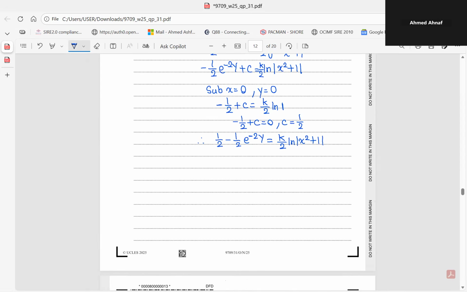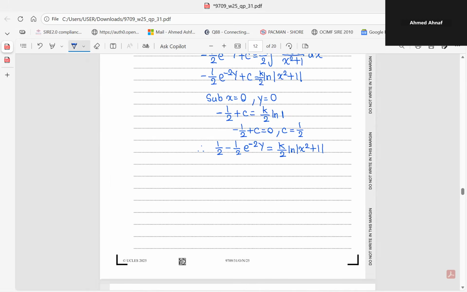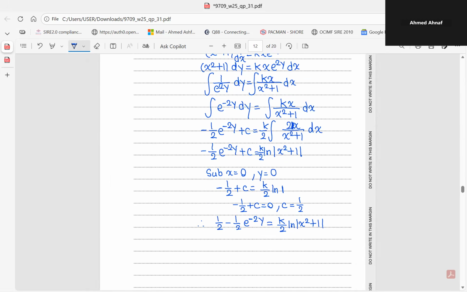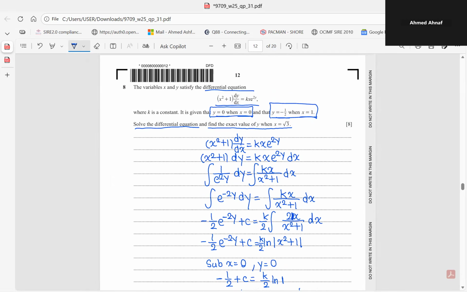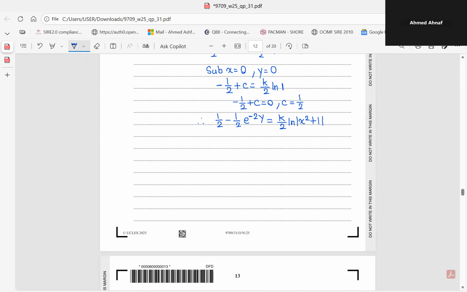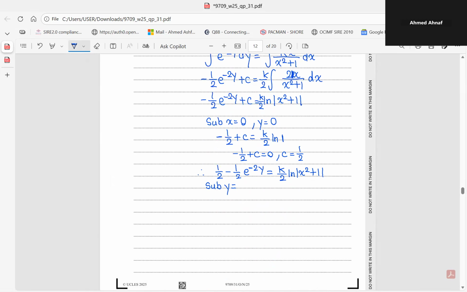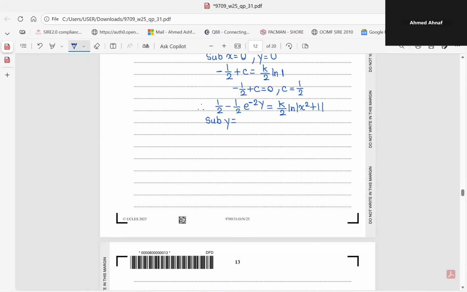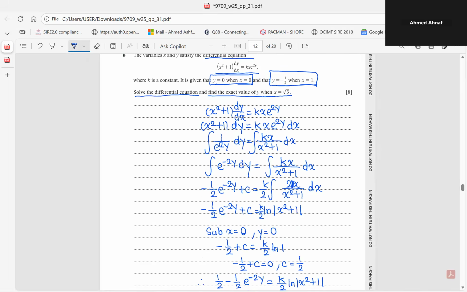Yeah, so now the only unknown we have to solve is k, and for that we are going to use the second set of initial conditions. So we'll sub y equals minus half and x equals 1.